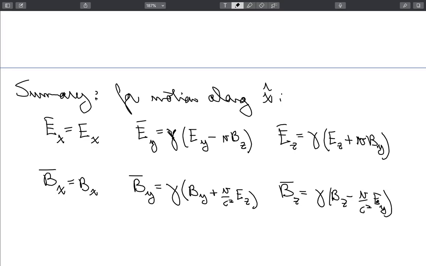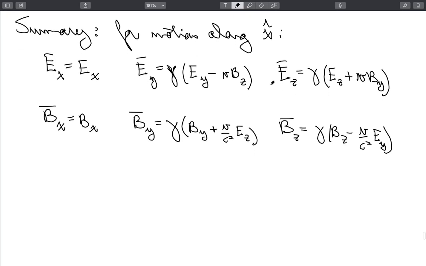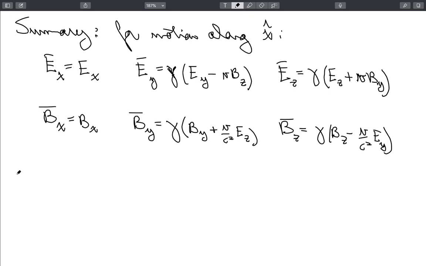Okay, so these are the general laws for motion along x. And if you get motion along a different axis, you need to do a more general transformation. But if you choose your axes correctly, you can use the transformation that we just saw here. So there are two little cases that are a bit easier.